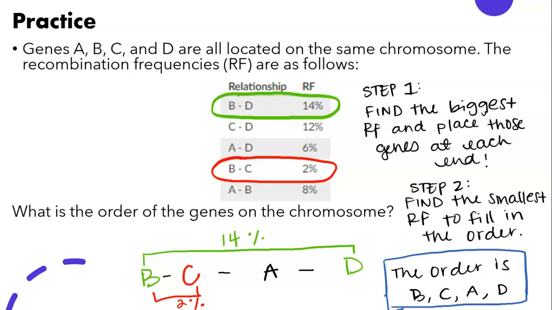After that, I find the smallest recombination frequency to fill in the order. And so I know B and C are close together because they're 2%. And then all I had to do was fill in A. And so the order is going to be gene B, C, A, D, respectively on this chromosome, due to the recombination frequencies provided. And so that's kind of my trick at figuring out these questions.